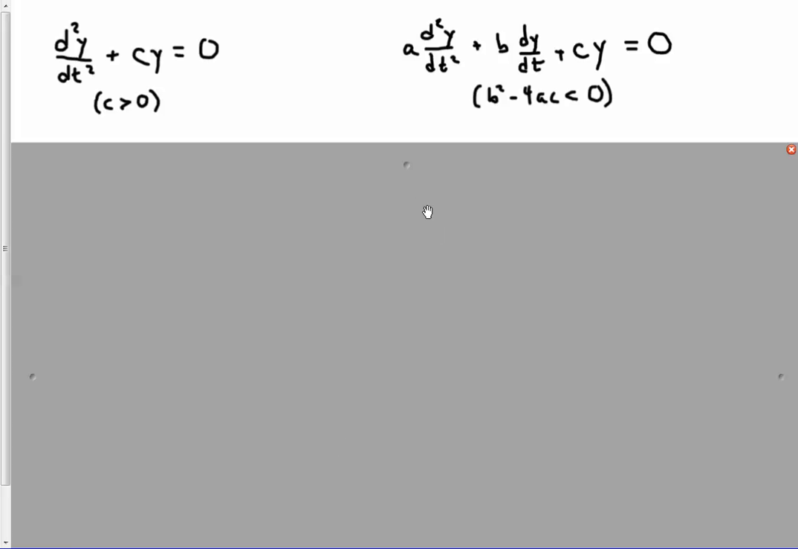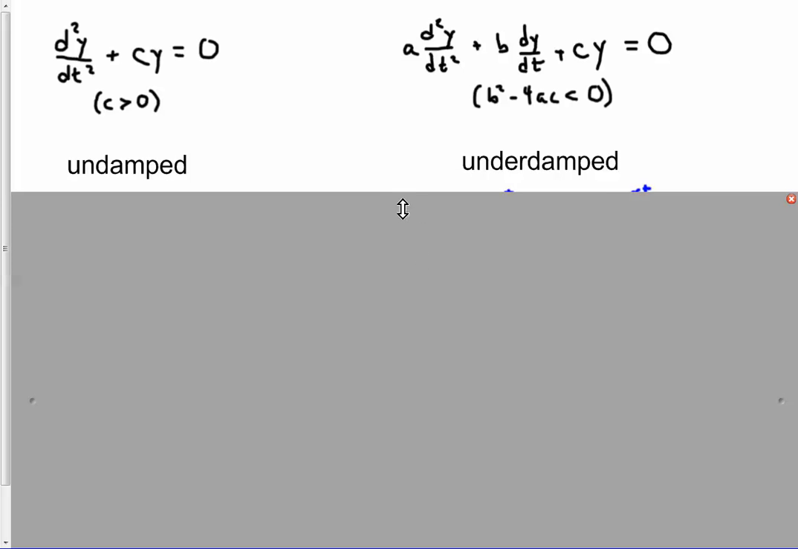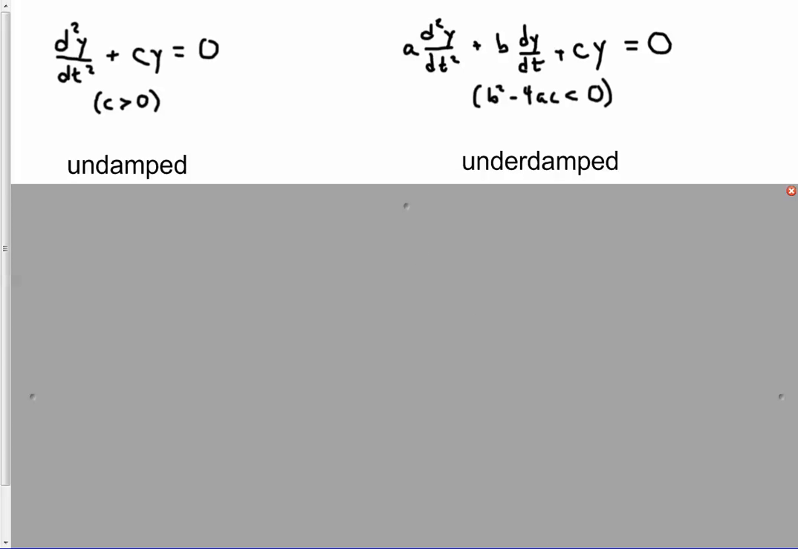So what we're talking about are the undamped and the underdamped cases. These are the ones that result in oscillatory behavior. So undamped means we don't have a B term, right? But the C is positive. That's undamped. I should say that if we are talking about a mass on a spring, that C would usually be written as a K.